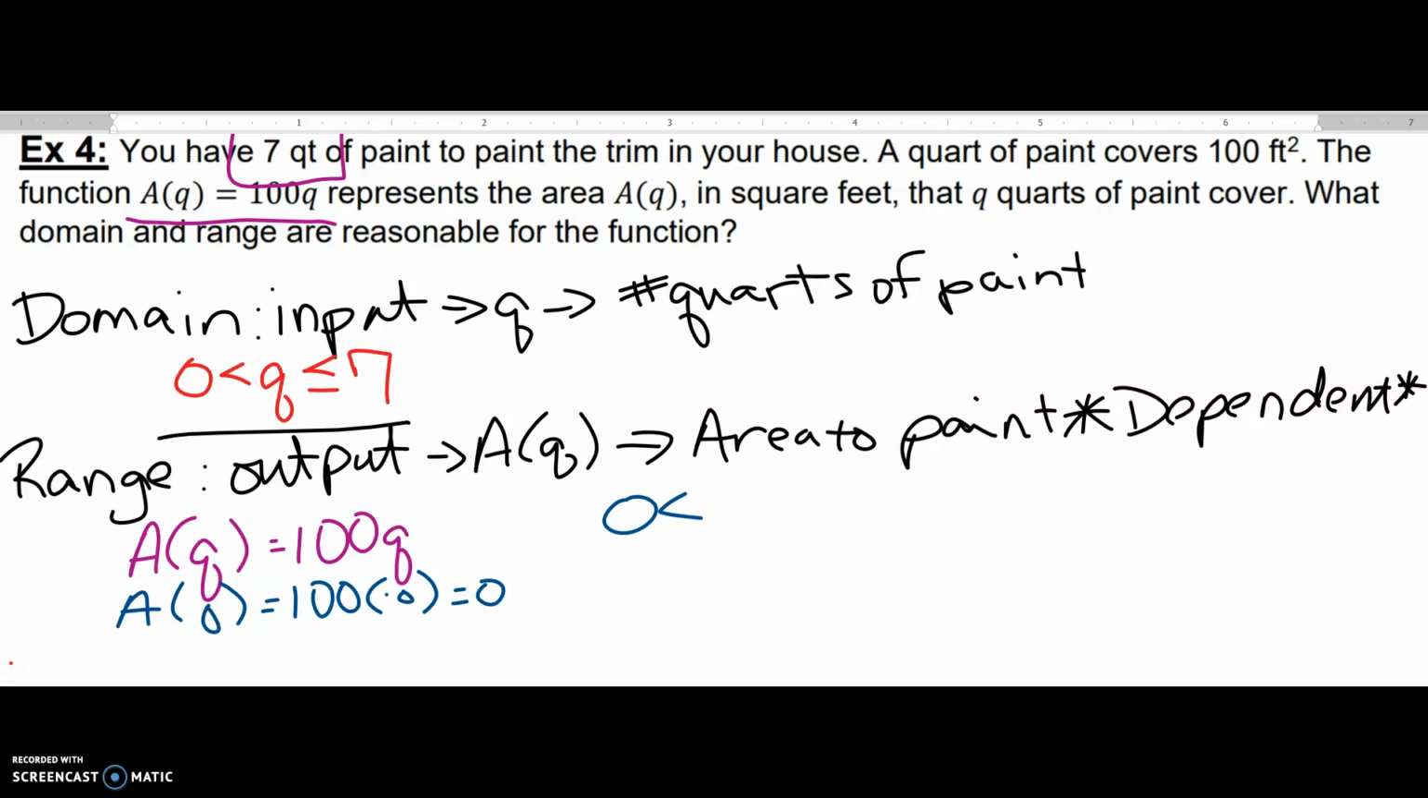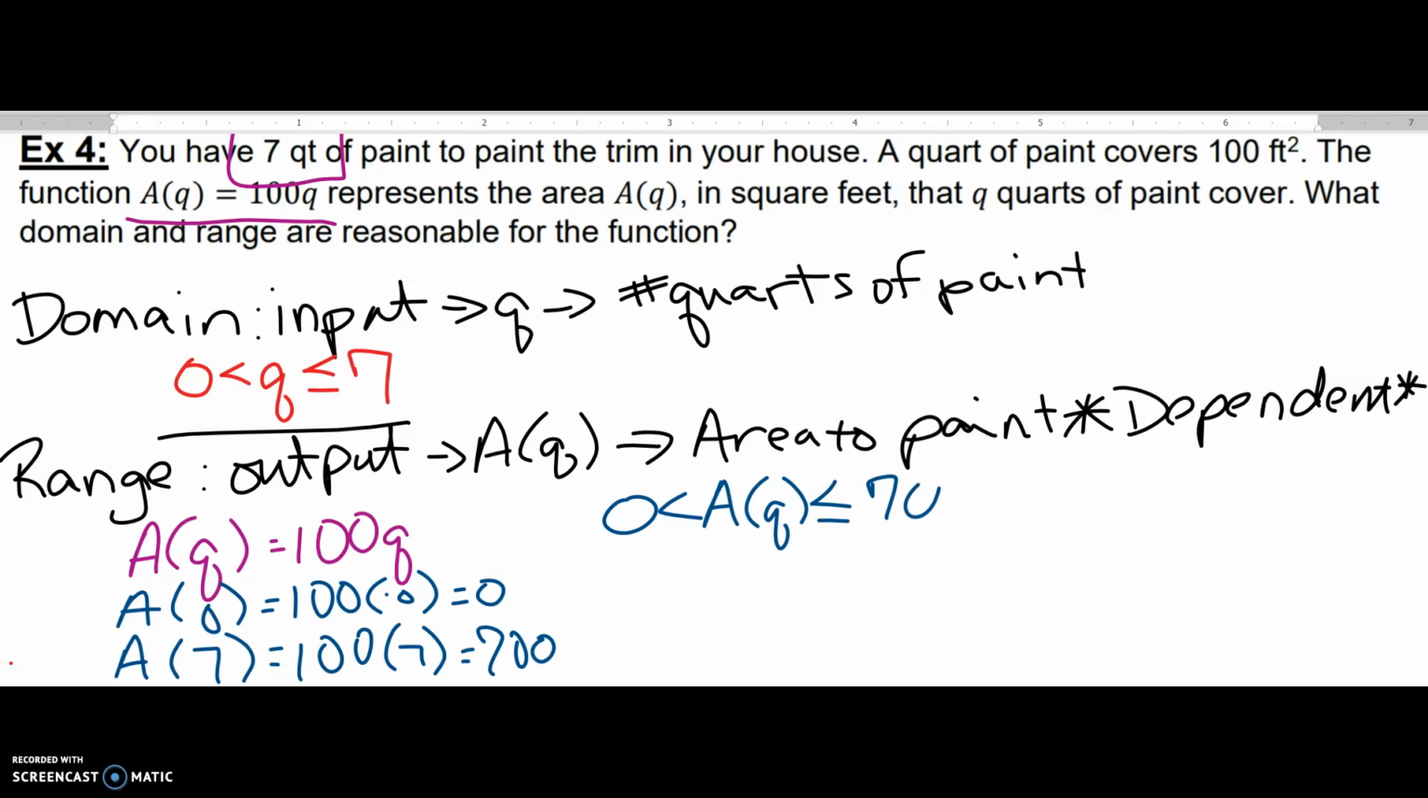And then we're going to look at what the maximum amount can be. So our maximum amount is going to be A of 7, because that's the most amount of paint that we could possibly use. So 100 times the 7 quarts of paint that we could possibly use is going to be 700 possible square feet that we can do. So our range is going to be from 0 is less than our function, A of Q, which is less than or equal to 700 square feet, which is the maximum that we can go to.